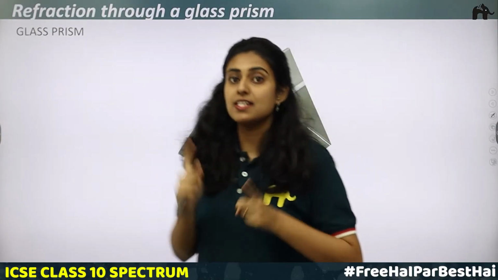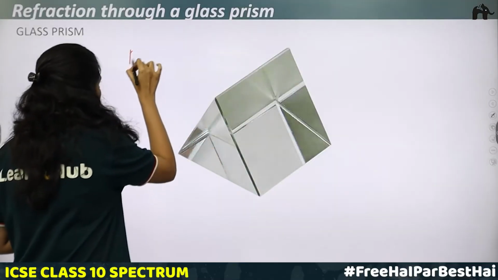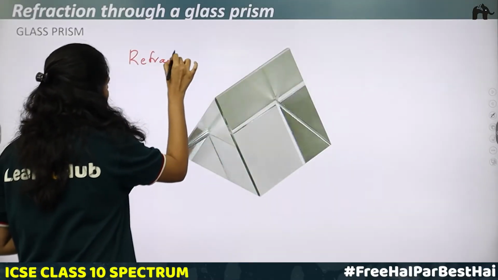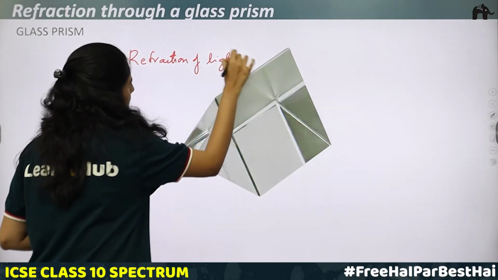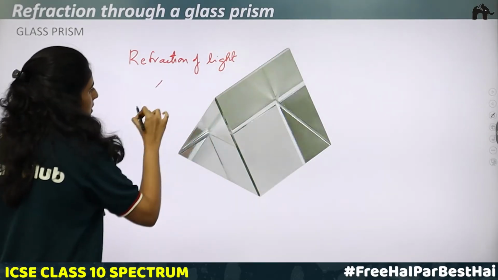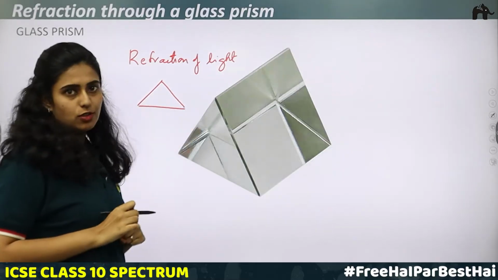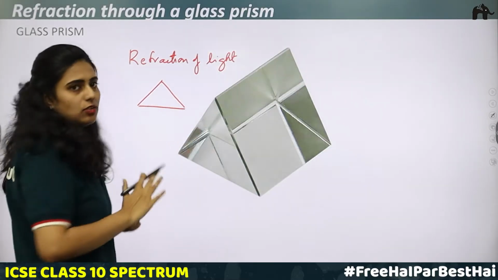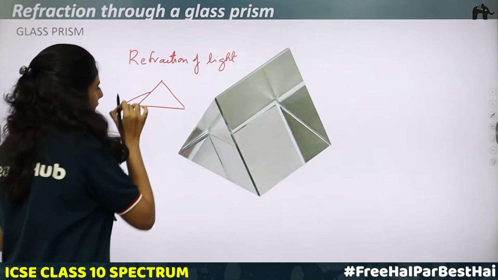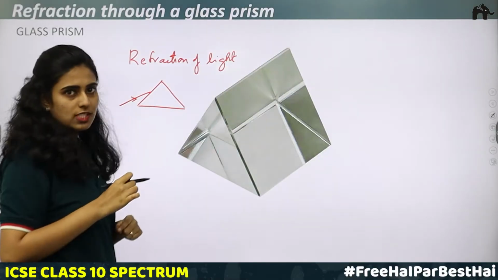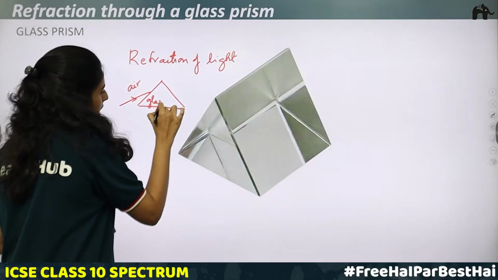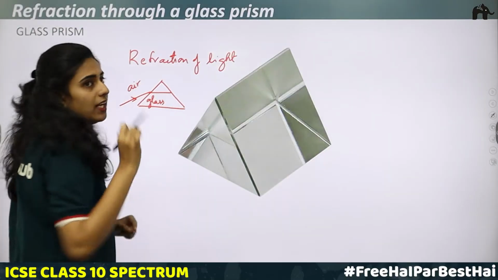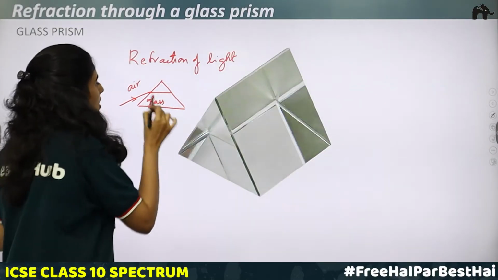Okay, here what happens? In a prism, refraction of light happens. This is a lateral view of a prism. Okay, this triangular face. The light that enters a prism, what happens to this light? It will travel from air to glass. When it travels from air to glass, there is a bending of light and this bending is called refraction.